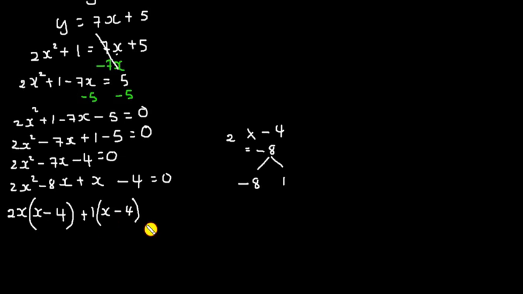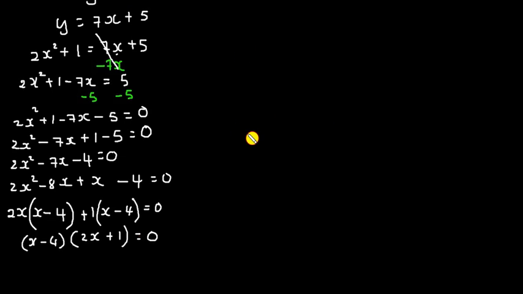Alright, so let us continue. Equals 0. So this and this, they are common: x minus 4, and we have 2x plus 1, and we just simply write it back, equals 0. Good. So let us tidy the board and we continue. Good. So what do we do next?